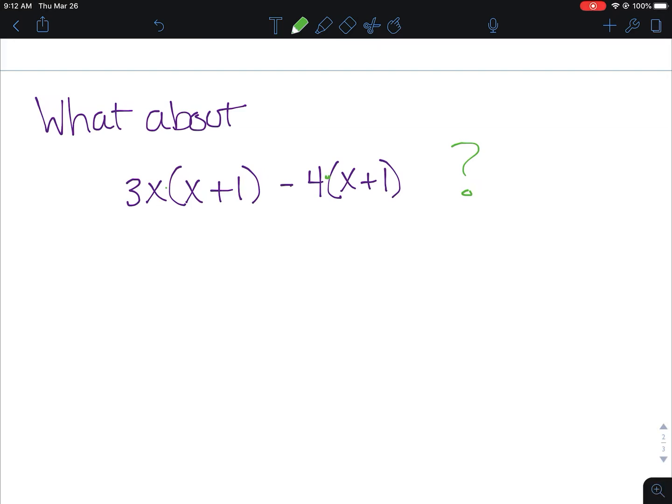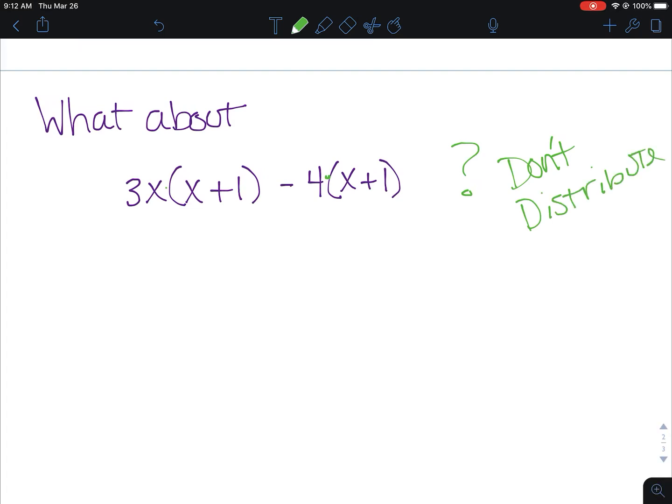Now I know that your inclination is going to be to distribute, but I want you to think about, we're trying to reverse the distribute. So if you distribute 3x into x plus 1 and negative 4 into x plus 1, that's going to give you a simplified answer. However, it's going to be the opposite direction that we actually want to go. So don't distribute when you see something like this.